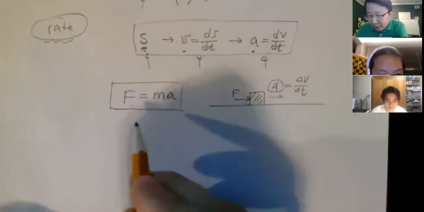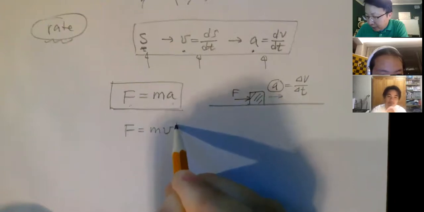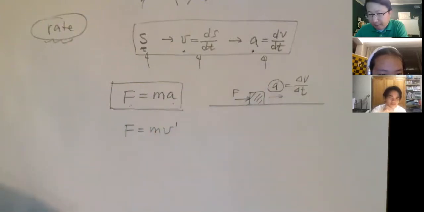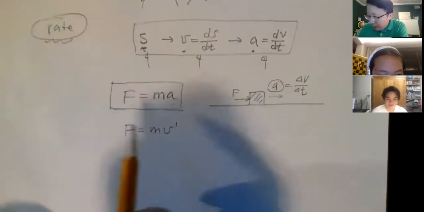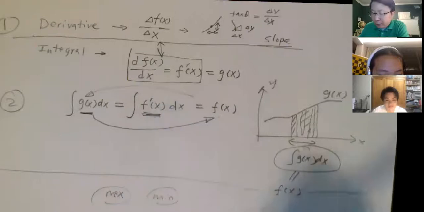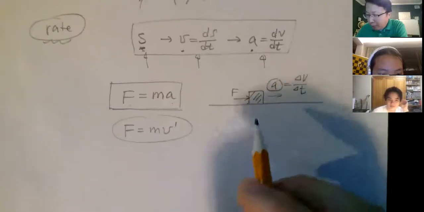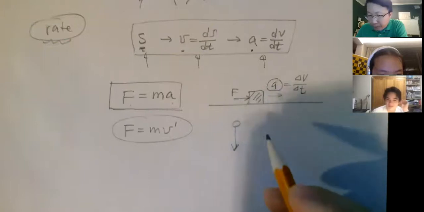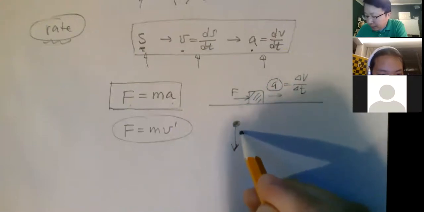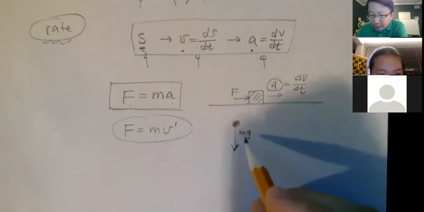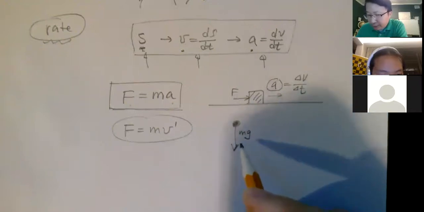In calculus form, Newton's second law is really F equals m times the derivative of v, since the derivative of velocity is acceleration. Once you have this math concept, including the integral, everything becomes really easy. For example, in a free fall, a ball in the air has only one force, mg, the gravitational force, sometimes called the weight.